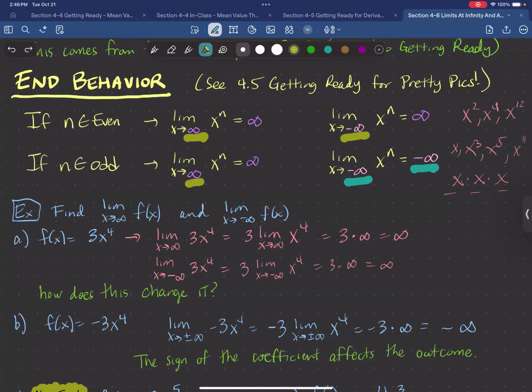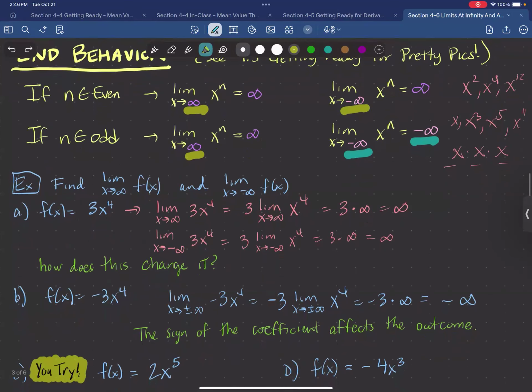Why don't you go ahead and give it a try on these two? F of x equals 2x to the 5th. F of x equals negative 4x cubed. And then I'll move the video up or screen up in a second.